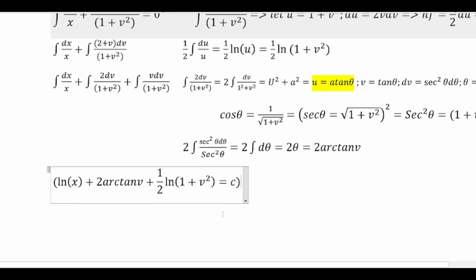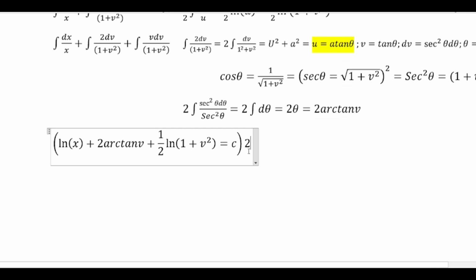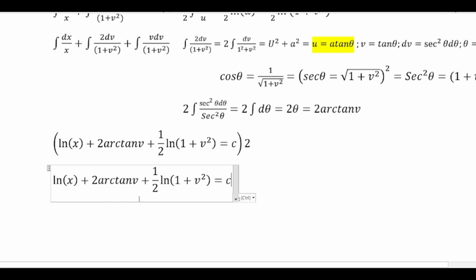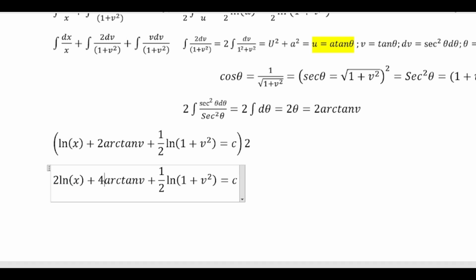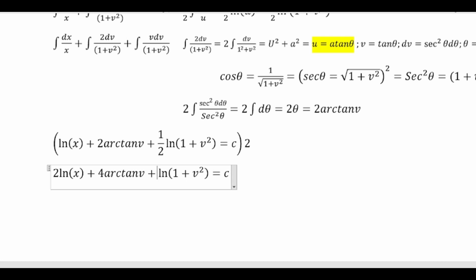So all we need to do here is to multiply it by 2, so that this one would be cancelled. Okay, so what will happen? Let's copy paste this one again. Yeah, that one, that's the correct one. It's this one. Right, so 2 times ln x is simply 2 ln x. 2 times 2 is 4 arctan v. And 1/2 times 2 is simply nothing. And then this one could be 2c.